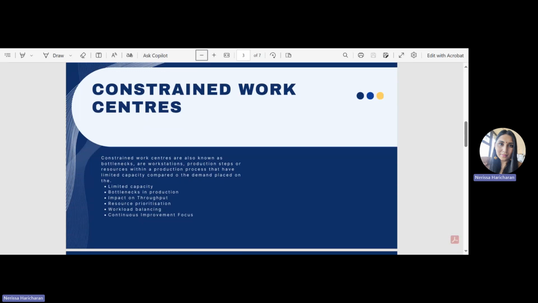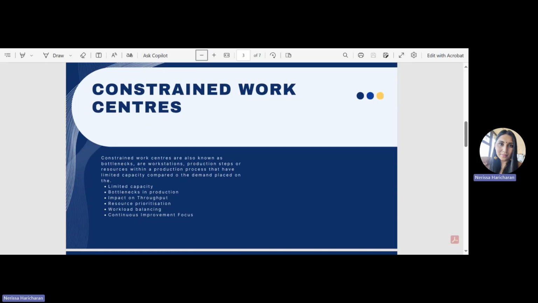Okay. Then we're talking about workload balancing. You want to be able to manage your constrained work center by adjusting upstream and downstream operations so that the bottleneck does not get overwhelmed with too much work. So you want to be able to push the work either up or down, depending on where your assembly line is going. And you basically need balancing so that there's a lot more flow of work to and from the bottleneck.